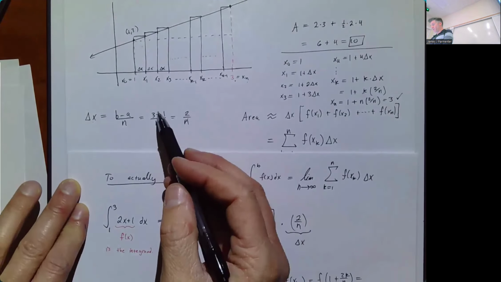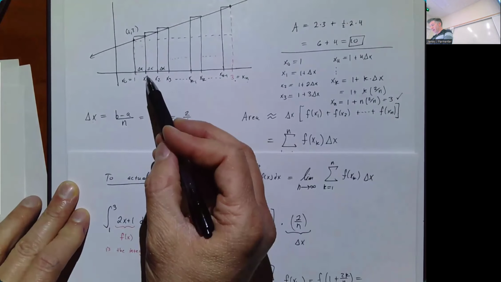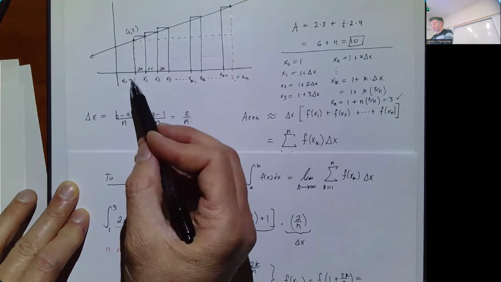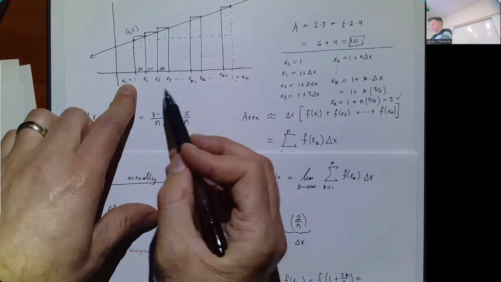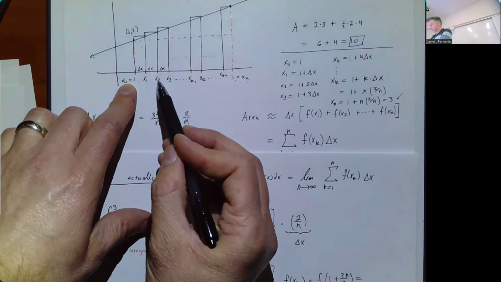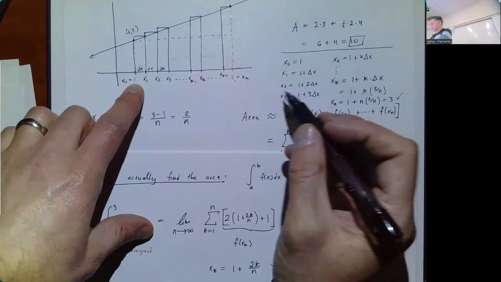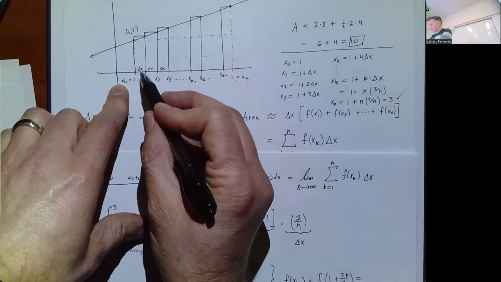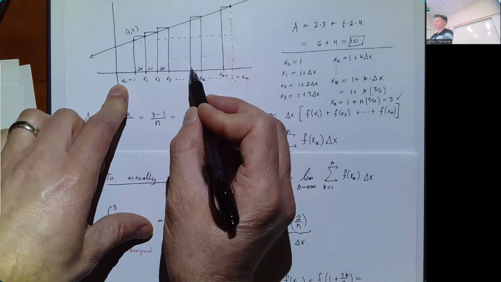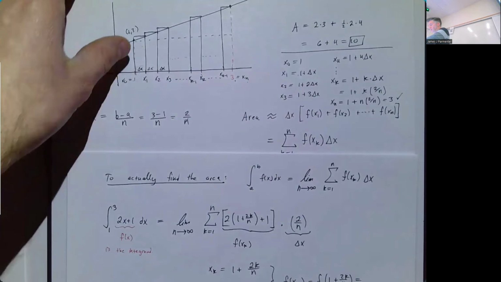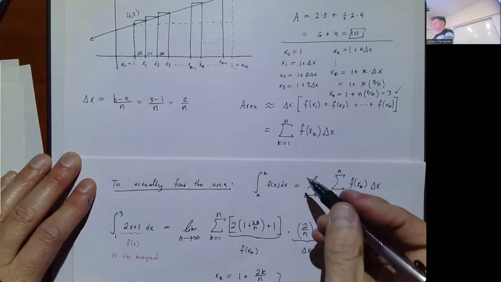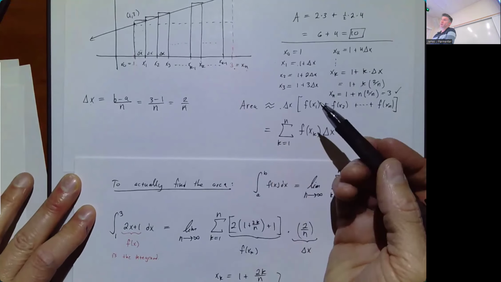And then we found the endpoints. We said that x sub 0 is 1. X sub 1 is 1 plus delta x. X sub 2 is 1 plus 2 delta x's. All the way down to x sub k is 1 plus, well, we added delta x k times. And then we said that the area under the curve is approximately just the area of the rectangles.